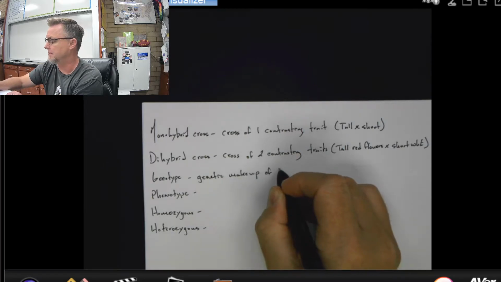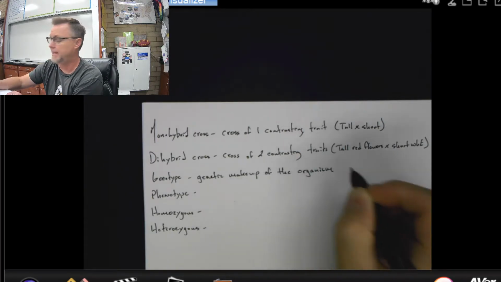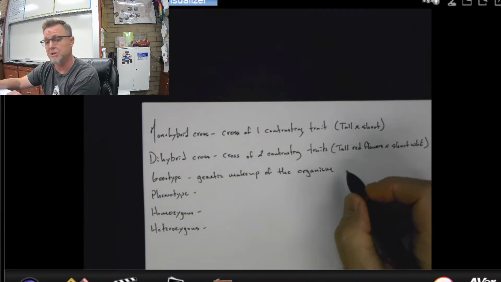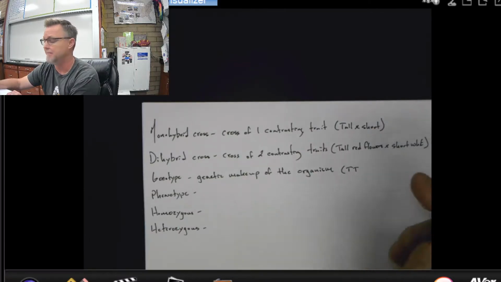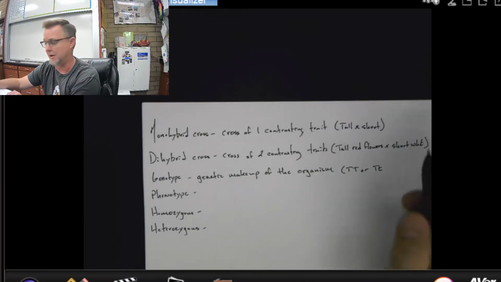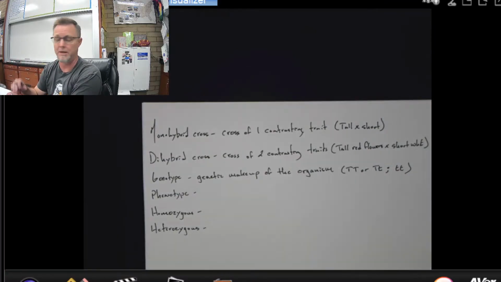Okay? Genotype. The genotype is your genetic makeup of the organism. So it's the genes that you have. So in terms of your genotype, if you were tall, you could have two alleles for tall, big T, or you could be big T, little t, and still be tall. If you were short, then you'd have to have two little t's. So I'll put a semicolon there, and I'll put little t for short. Okay? So those are your genotypes.